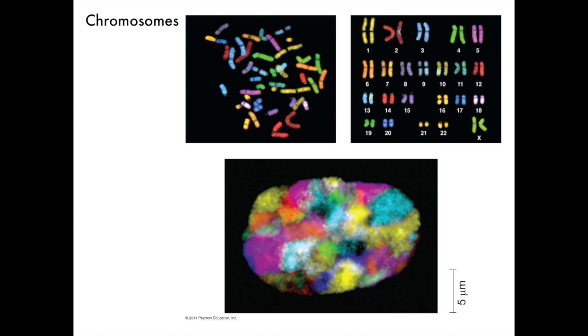So when the cell is not actively dividing, the chromosomes are unpacked as this material called chromatin. And then when the cell is going to divide, all of these regions condense down and get packed up into these segments that we call chromosomes.